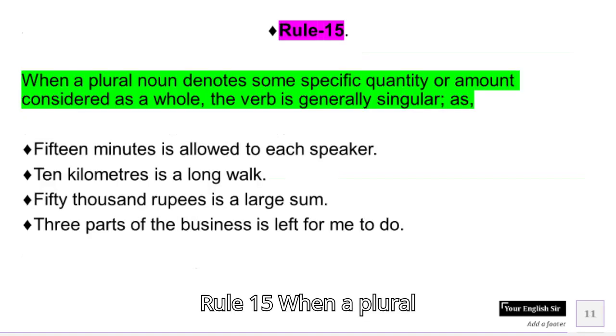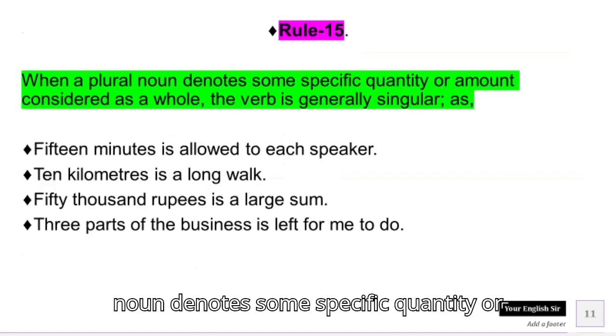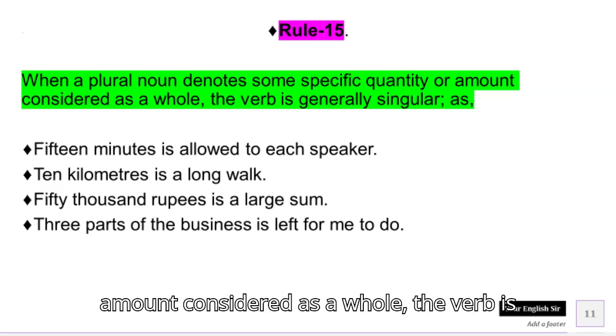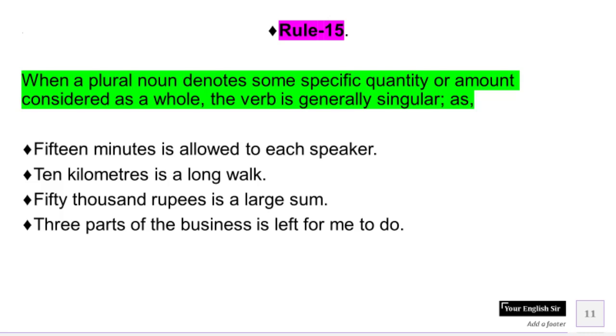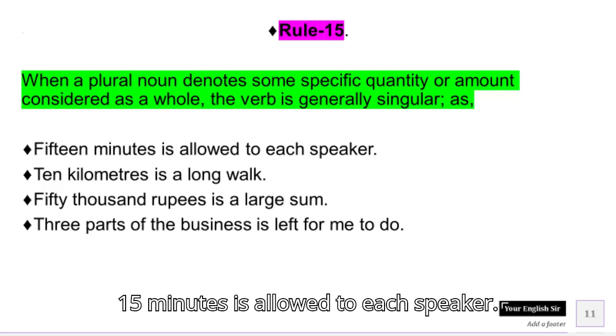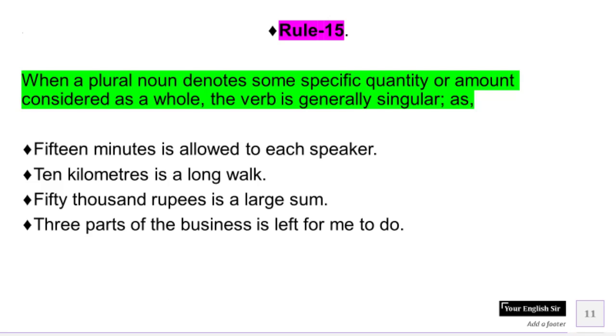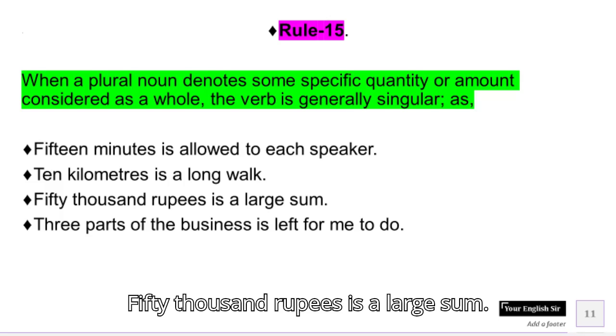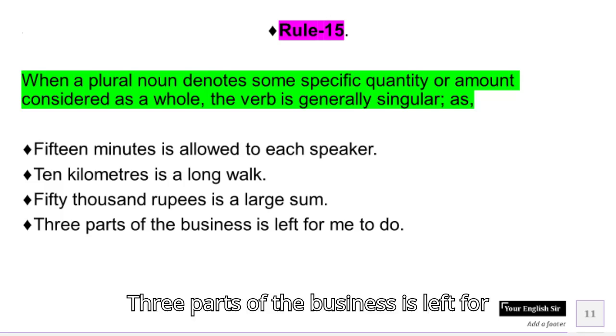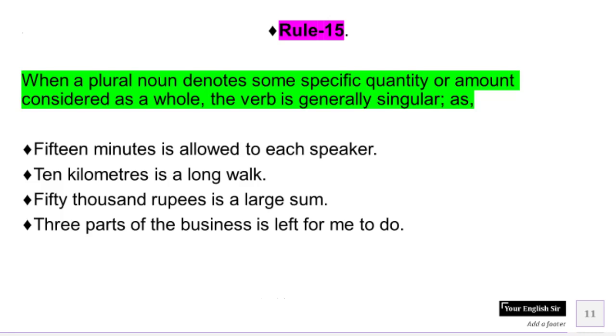Rule 15. When a plural noun denotes some specific quantity or amount considered as a whole, the verb is generally singular. For examples, 15 minutes is allowed to each speaker. 10 kilometers is a long walk. 50,000 rupees is a large sum. Three parts of the business is left for me to do.